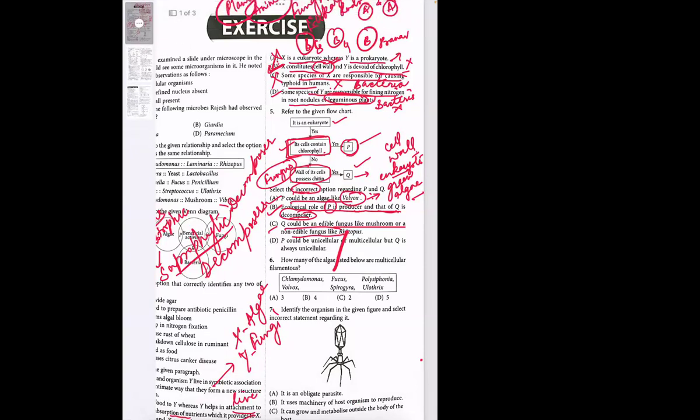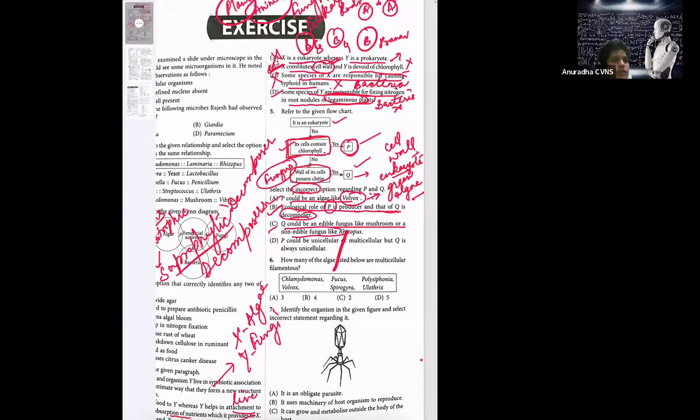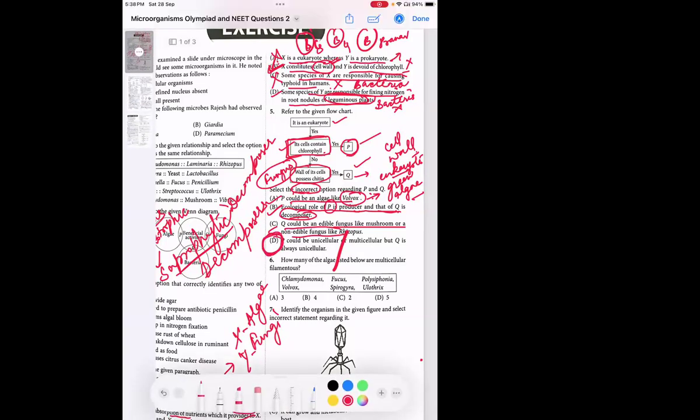Now, what is left out? The B statement: P could be unicellular or multicellular, but Q is always unicellular. So this is the incorrect statement. P, which is the algae, can be unicellular and multicellular, which is okay. But what they have mentioned is that Q, the fungus, is always unicellular, which is wrong. Fungus can be unicellular or multicellular. That is why here the answer is D.